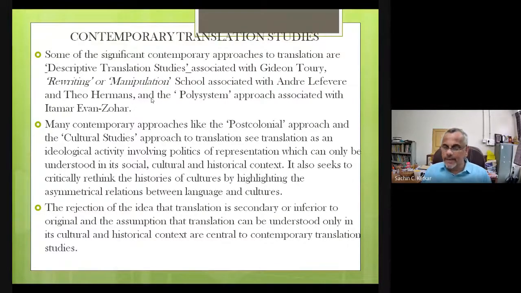And the assumption that translation can only be understood in its cultural, historical context. These are the two important core assumptions of contemporary translation studies, which means translation is seen as a discourse as well.